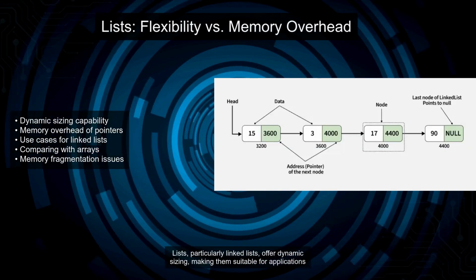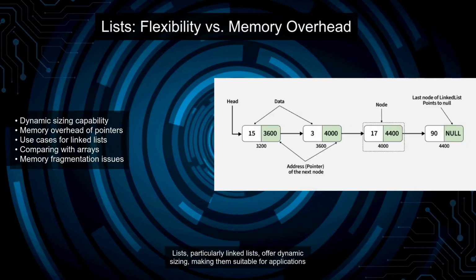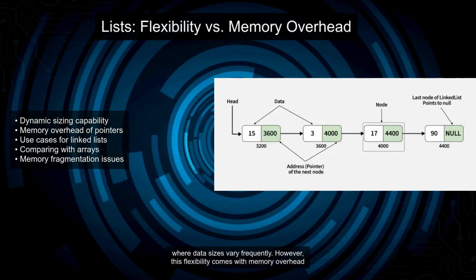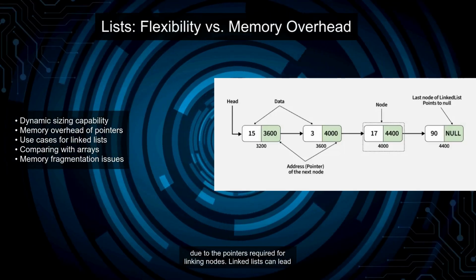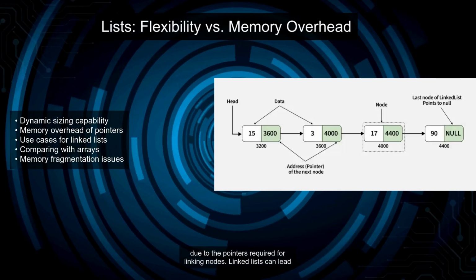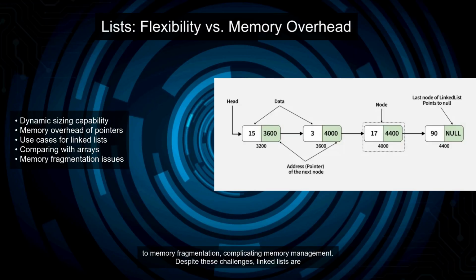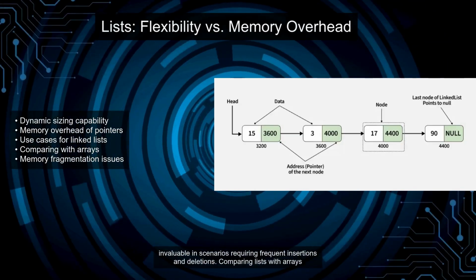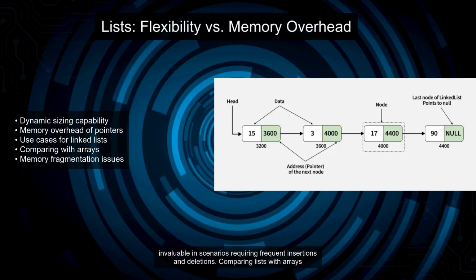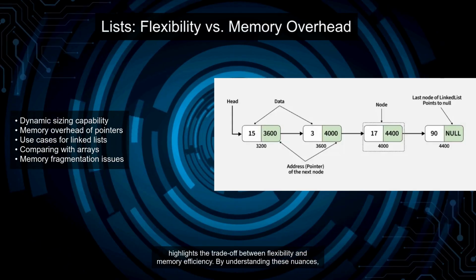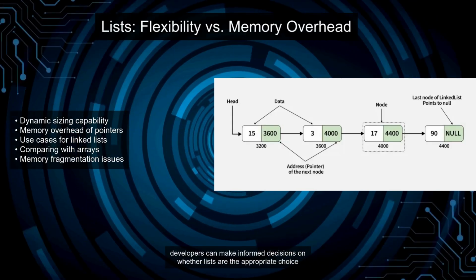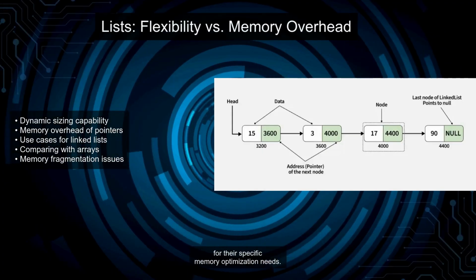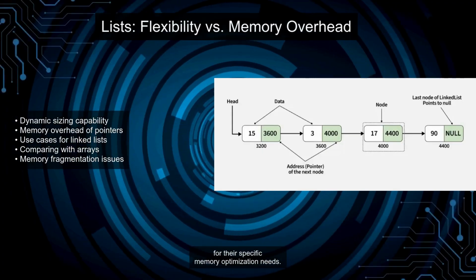Lists, particularly linked lists, offer dynamic sizing, making them suitable for applications where data sizes vary frequently. However, this flexibility comes with memory overhead due to the pointers required for linking nodes. Linked lists can lead to memory fragmentation, complicating memory management. Despite these challenges, linked lists are invaluable in scenarios requiring frequent insertions and deletions. Comparing lists with arrays highlights the trade-off between flexibility and memory efficiency. By understanding these nuances, developers can make informed decisions on whether lists are the appropriate choice for their specific memory optimization needs.